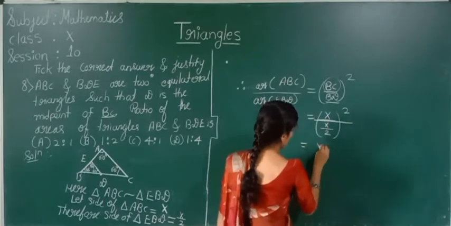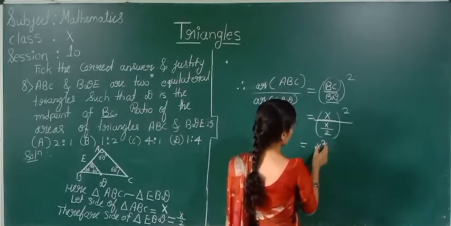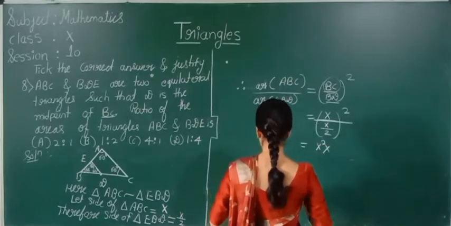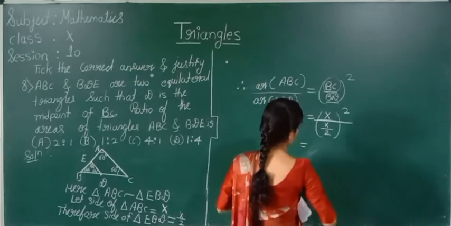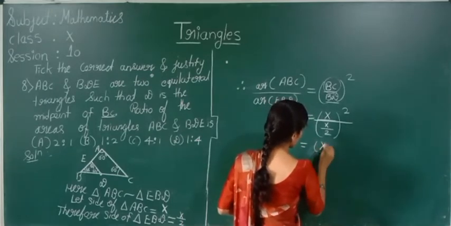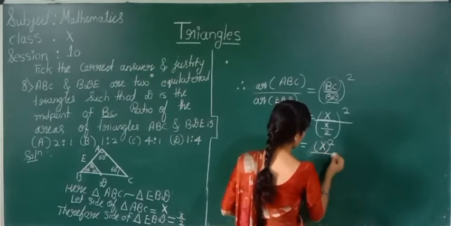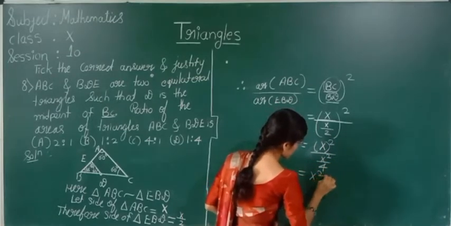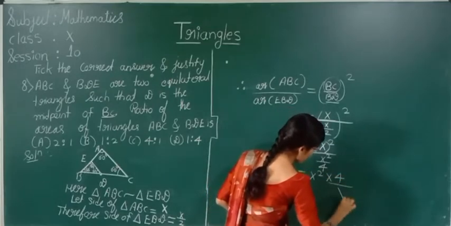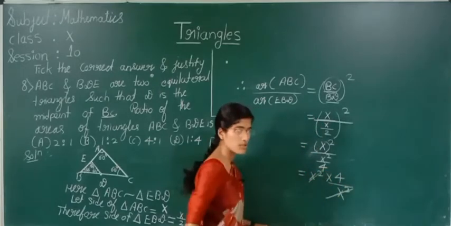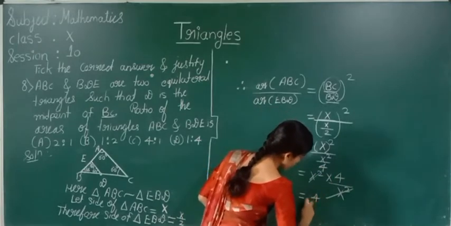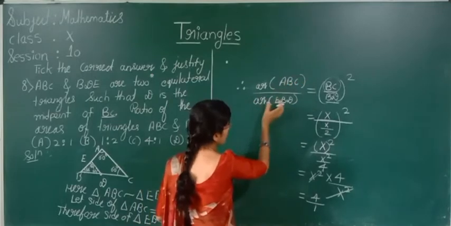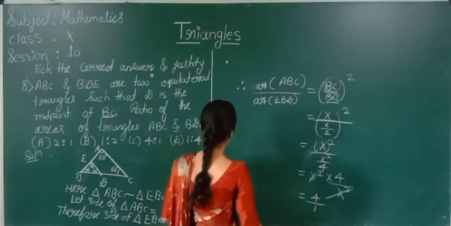It will be X square, divided by X square by 4. This can be written as X square into 4 by X square. X square is going to get cancelled. It will be 4 by 1. Means area of triangle ABC by area of triangle EBD is equal to 4:1.